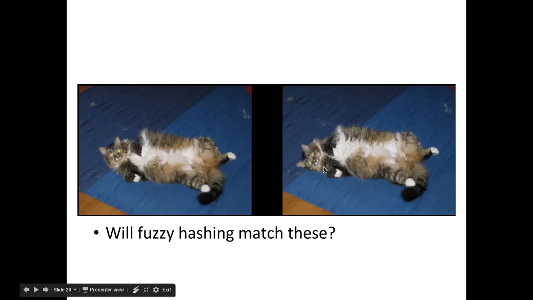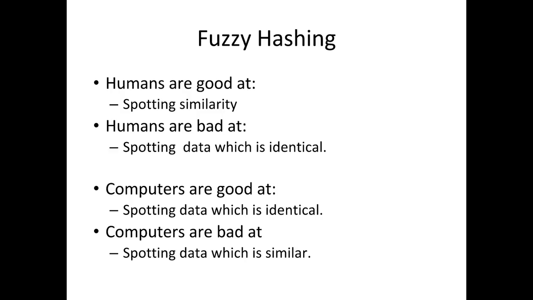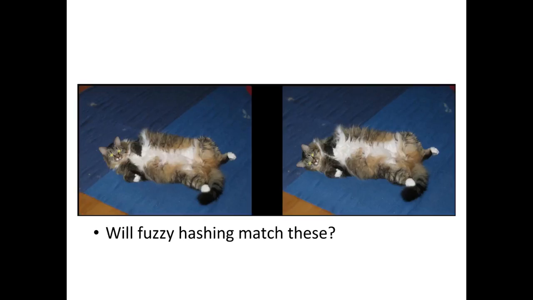So will fuzzy hashing match these? Well, I don't think so. They're not of the same image. So what have I just done? I've just given you a demonstration. Well, humans are quite good at spotting similarity. I mean, you can physically sit there and say, are these images the same? Are they not? Humans aren't very good at spotting what data is identical. And that's sort of evidenced here. These two images look exactly the same, but when you begin to look at them, they're not.